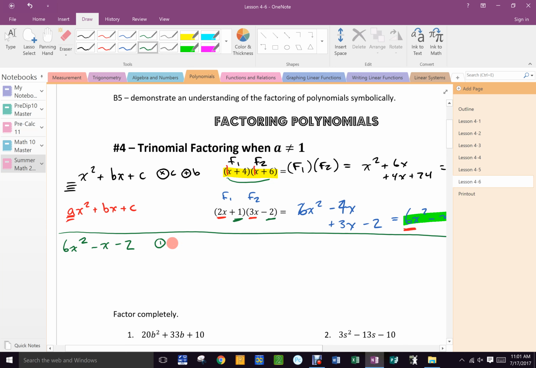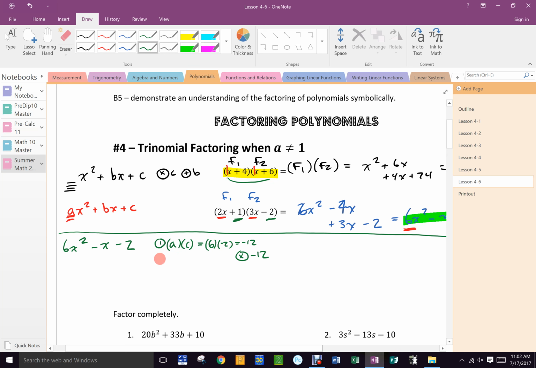Step 1, take A and multiply it by C. So in this case, what is that? 6 times, it's not 2, negative 2. And that gets me negative 12, yes? Everybody agrees? I haven't left anybody behind, have I? No. I know that at some point 6 has to multiply with 2, right? Which means I must be looking for factors that multiply to negative 12 because of this math, correct?